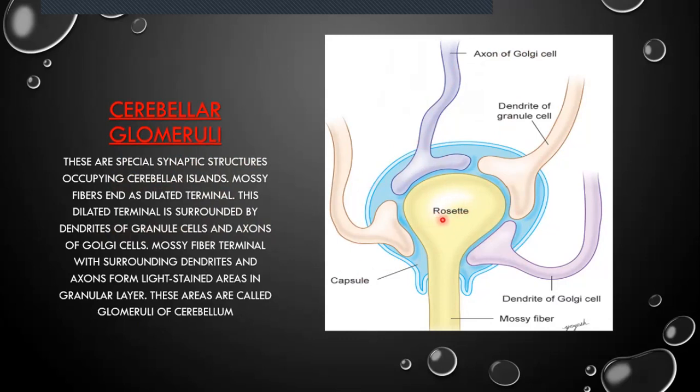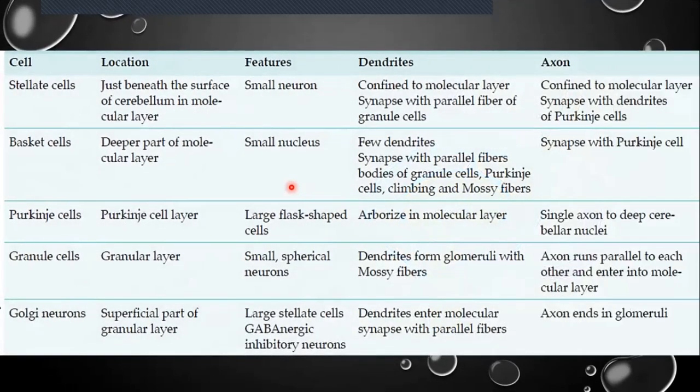So the dilated end of the mossy fiber known as a rosette, the dendrite of the granule cell, and the axon of the Golgi cell, those structures make up the cerebellar glomeruli. Now this is a table summarizing that.